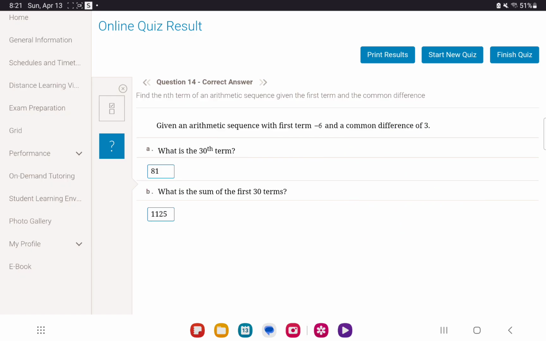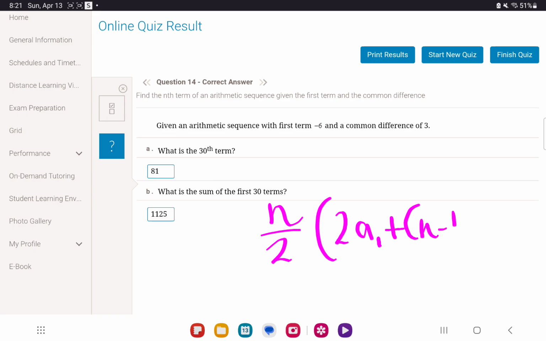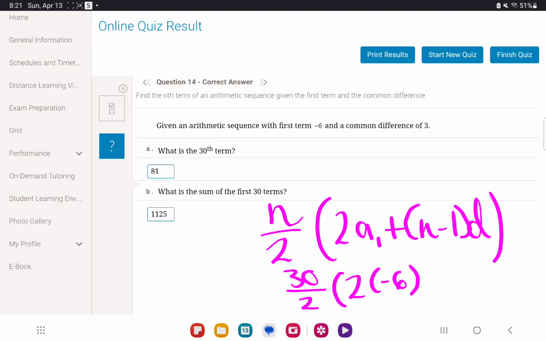Now, the second part, the third one, we did this rule, I think, in question number 1. Yeah. So it's n over 2, times 2a1 plus n minus 1 d. Okay? n is 30 over 2, which is 15. And then this first term is minus 6. n minus 1 is 29, like we said. And d is 8. Now, all of this on your calculator, you get 1,125.